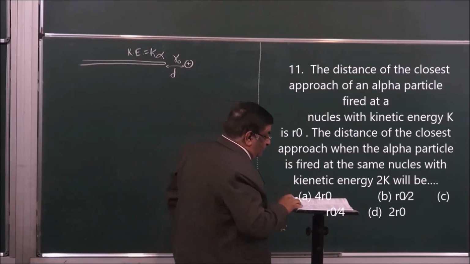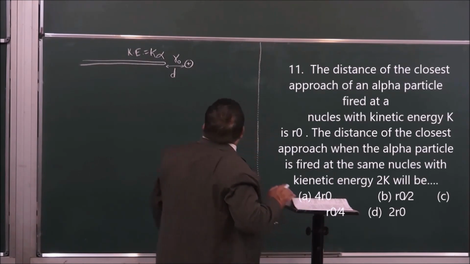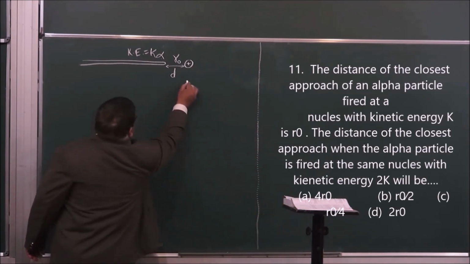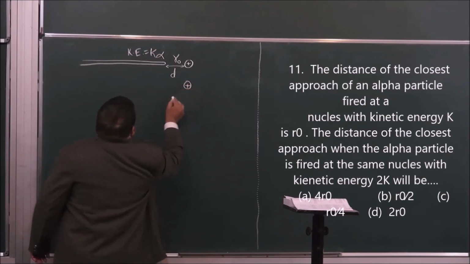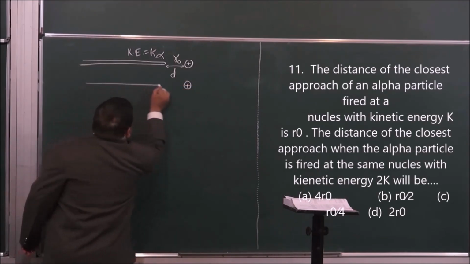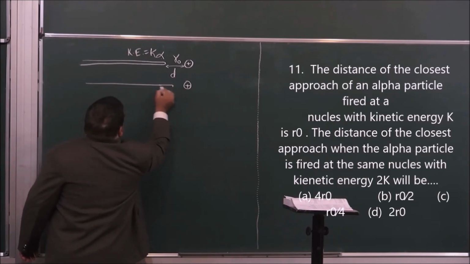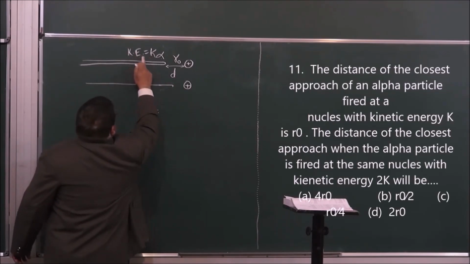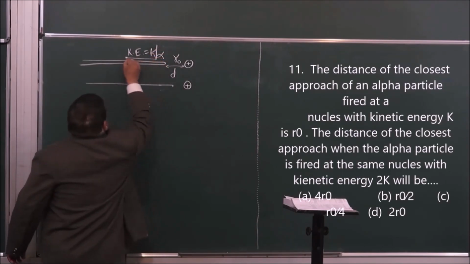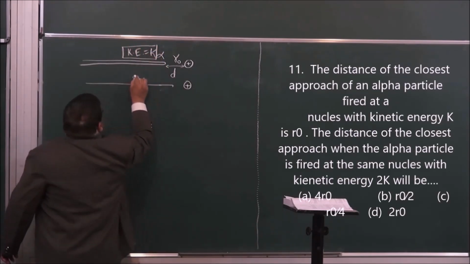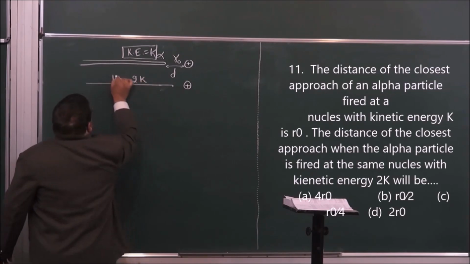Okay, this is R naught. Now, the distance of the closest approach when the alpha particle is fired at the same nucleus with kinetic energy 2K. In the second case, we are sending this alpha particle and we are giving it a higher speed, so the kinetic energy increases. The kinetic energy, which was K, is now equal to 2K.